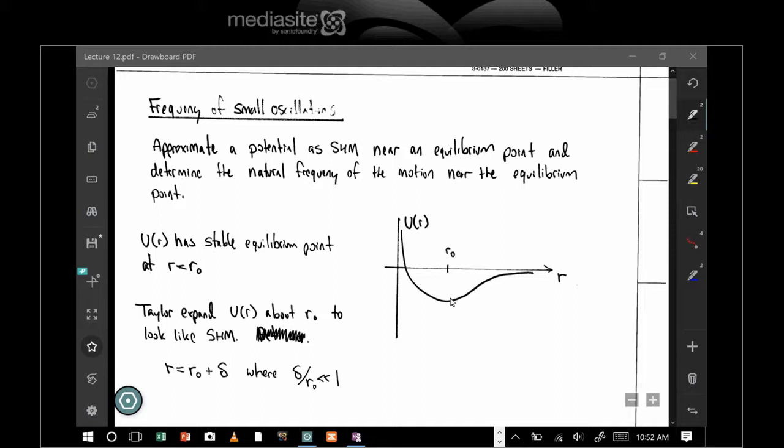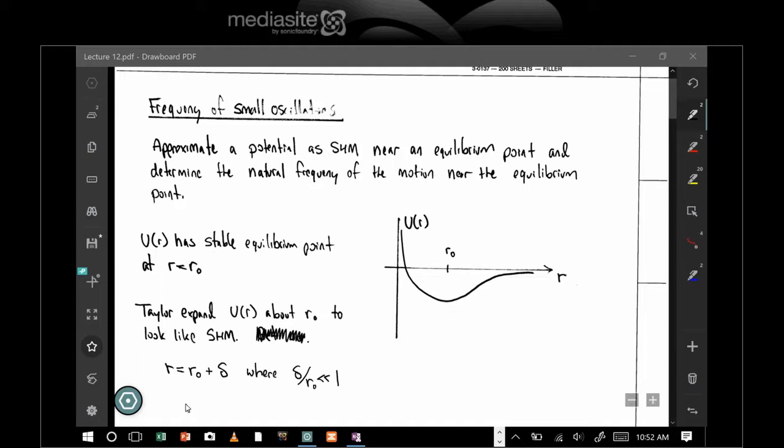Well, one way you may think is, let's just take this function and Taylor expand U of r at r equal r naught, and I want it to look like simple harmonic motion. The potential energy for simple harmonic motion is quadratic, so it looks like 1/2 kx squared, or in this case 1/2 kr squared. So I could Taylor expand this and keep the second order term. But when I do that, I'm only going to get k. I'll get the linear restoring force. I won't necessarily get the frequency of small oscillation.